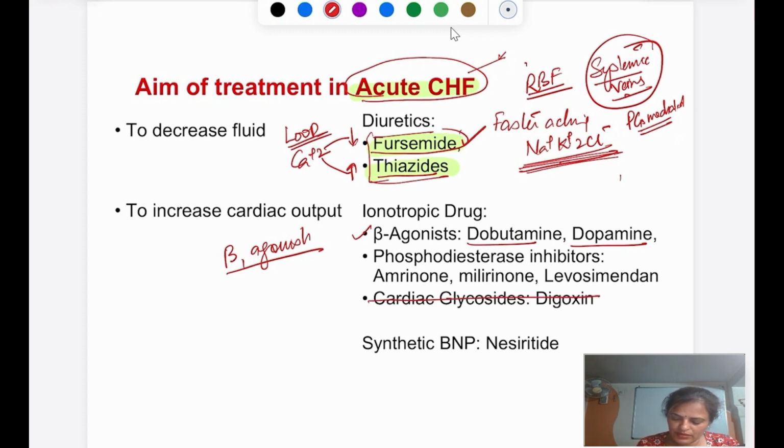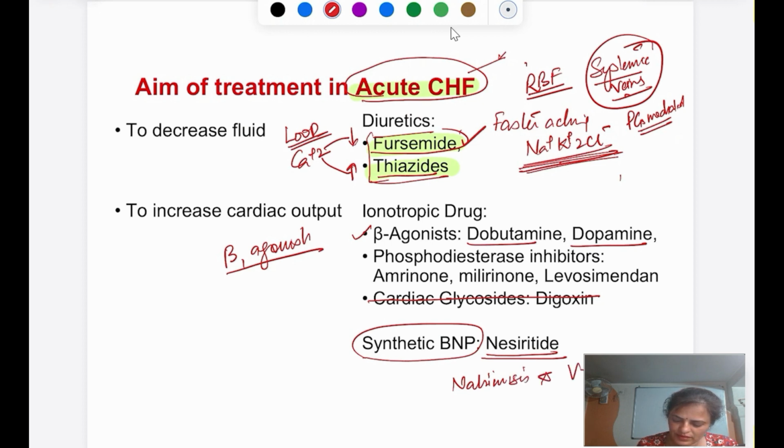Then another group of drug is synthetic BNP, nesiritide. This also causes the natriuresis, just like the diuretic, this also causes a natriuresis. This I will be covering under the newer drug.